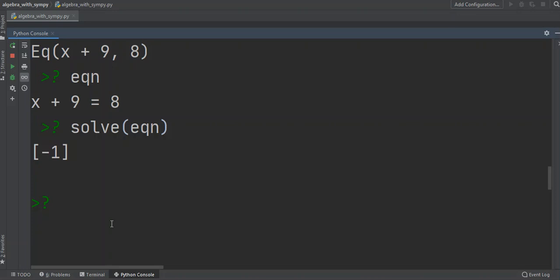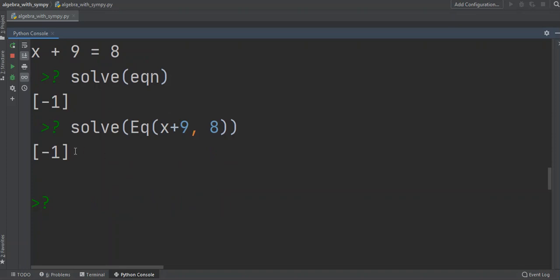First, you don't, strictly speaking, need to use this variable eqn. It's a little more cumbersome, but you could certainly do solve with parentheses, and inside the parentheses, the capital Eq, and then inside those parentheses, you can put in the equation you wanted to solve. So x plus 9 comma 8, for example, and you get the same result. So that's perfectly acceptable. And that's fine.